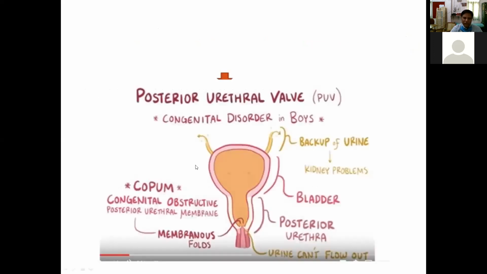So this is a very clear diagram depicting the effects of these membranous valves. Here you can see the valves, membranous folds of mucous membrane causing obstruction to the urinary flow. So this is the normal membranous and bulbar urethra, which is normal. The prostatic urethra or posterior urethra is very much dilated. The back pressure has dilated the bladder also.